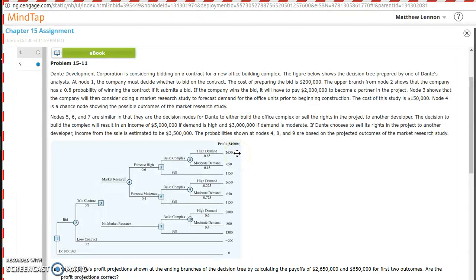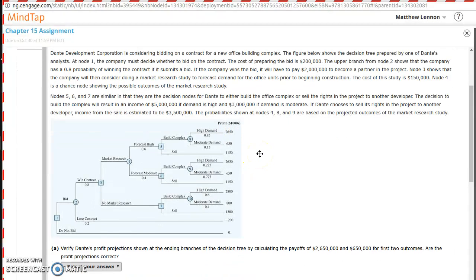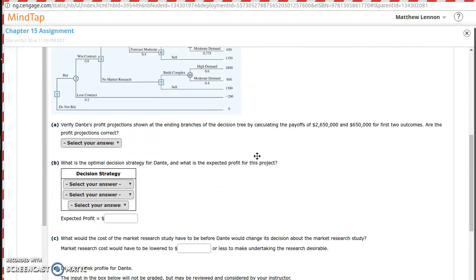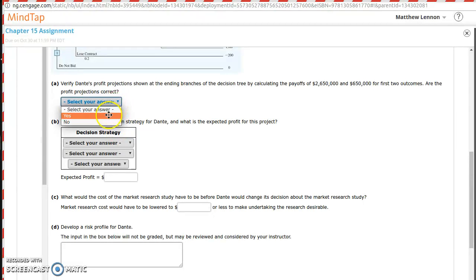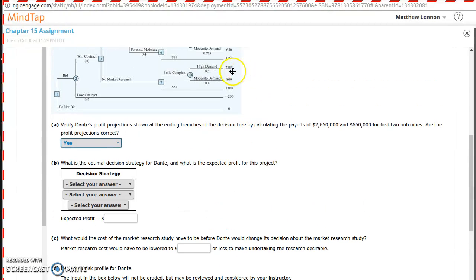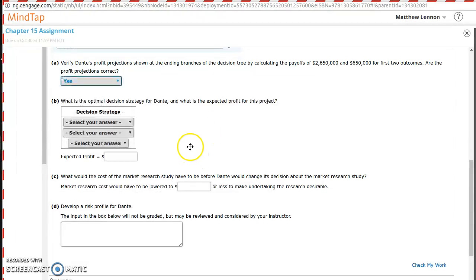So if you do 5 million minus 2 million minus 200,000 minus 150,000, you do in fact get 2.65 million. So the decision is, yeah, it's correct. You can check the second one also, but it will also check out. What's the optimal decision strategy and what's the expected profit for this project?